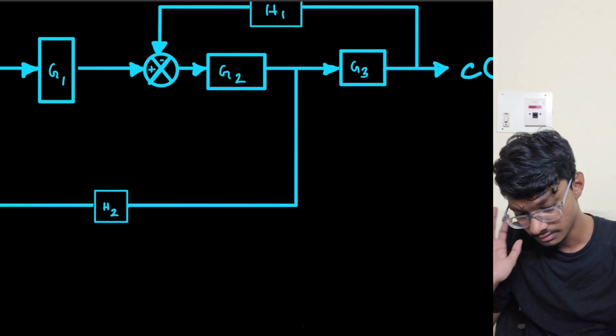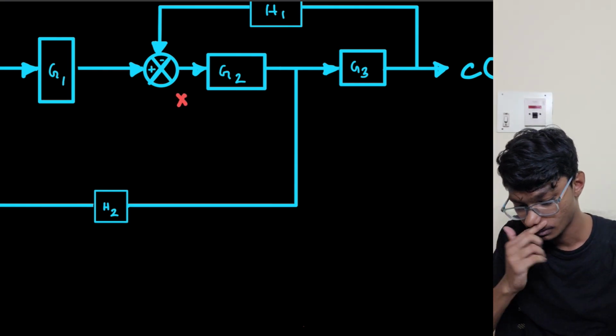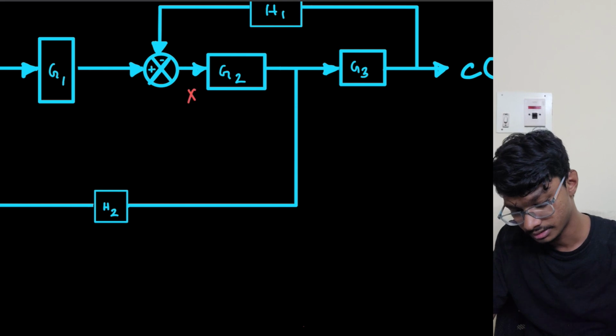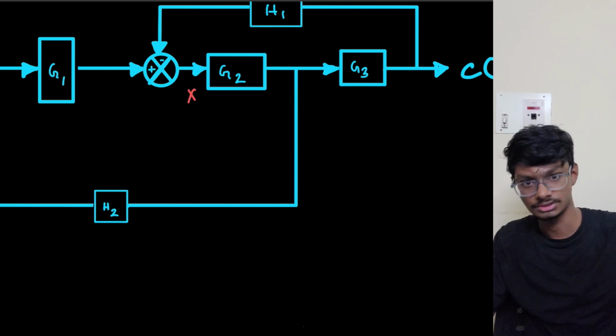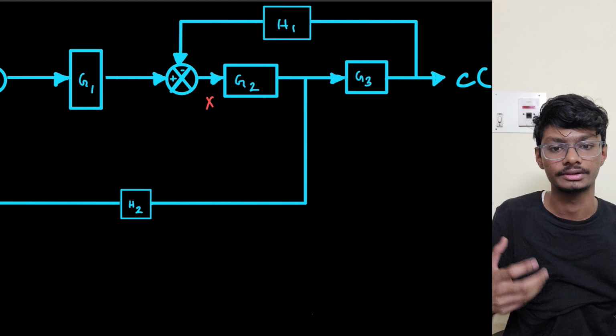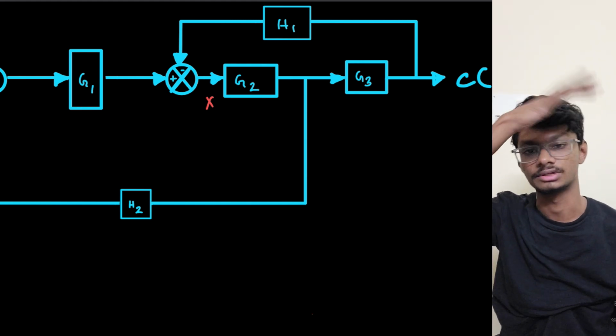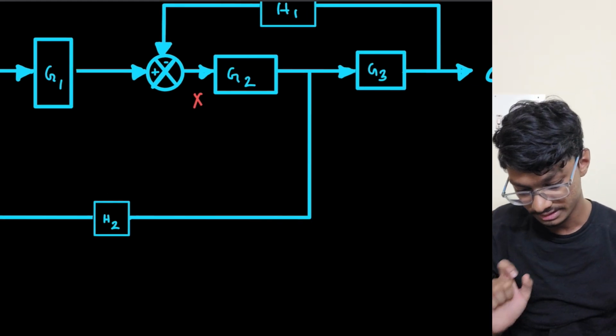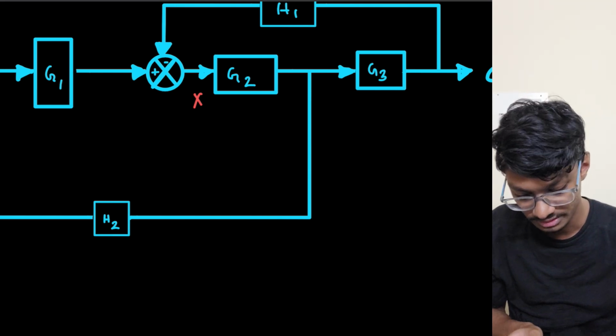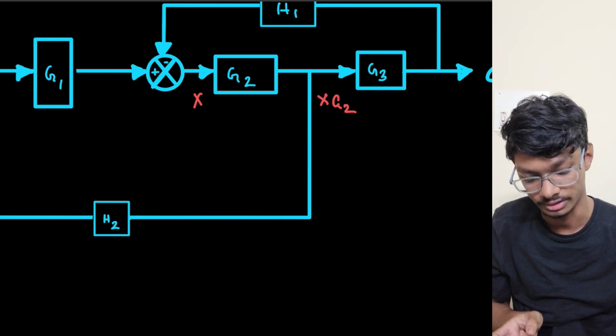So let's say I have one signal x over here. Let me draw this like this, x over here. Sorry for the interruption, the bell rang and someone came to the door. Okay, so this point is x. If this point is x, what is this point? This point is x times g2.